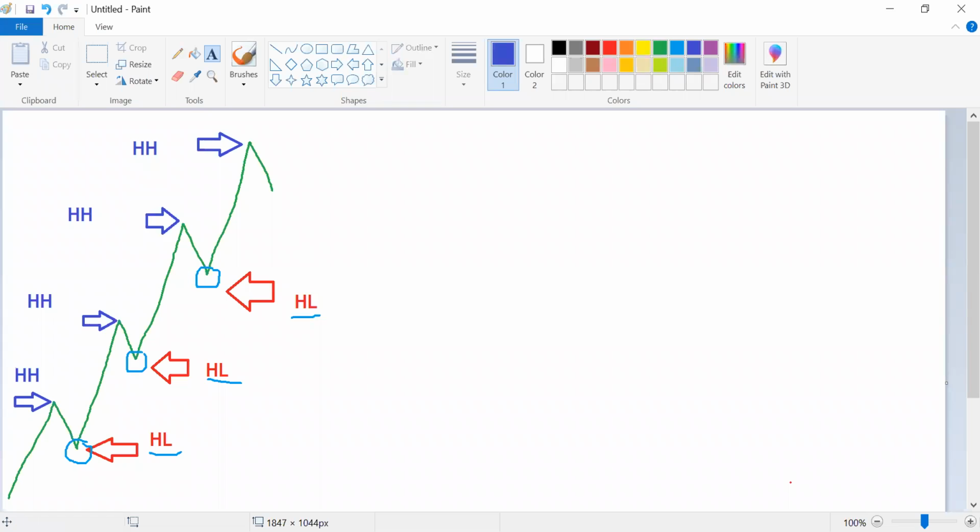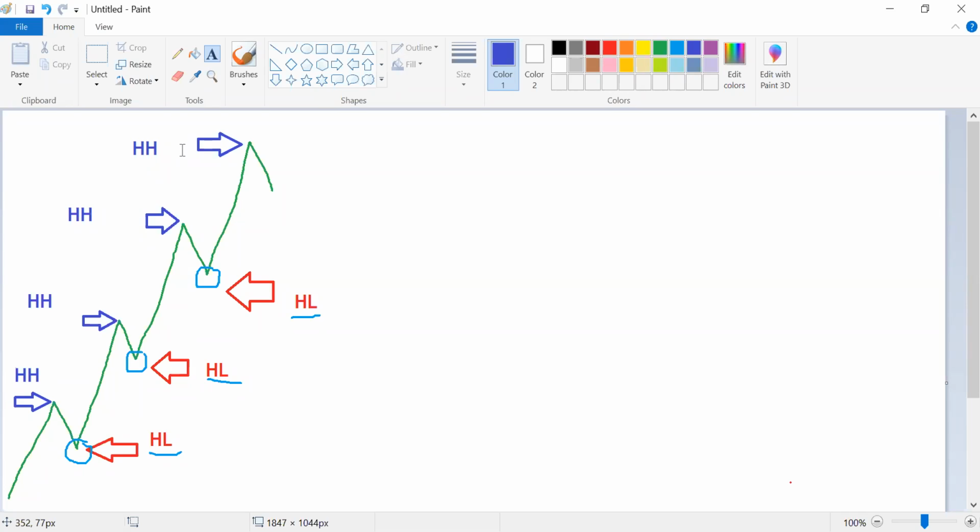Again, this is very, very ideal. You will not see it perfect like this every time. There might be certain choppiness over here, or it might go sideways. That is always the case. But roughly, this is the basic concept: if it is making a higher low or a higher high, it is in an uptrend.